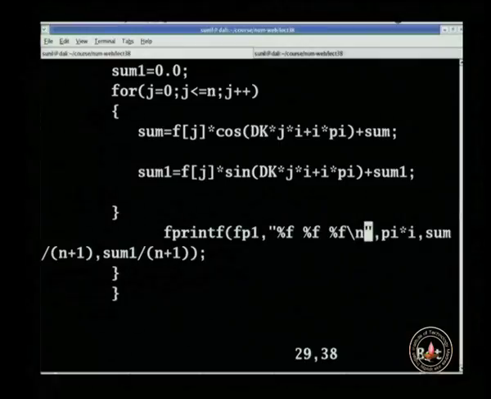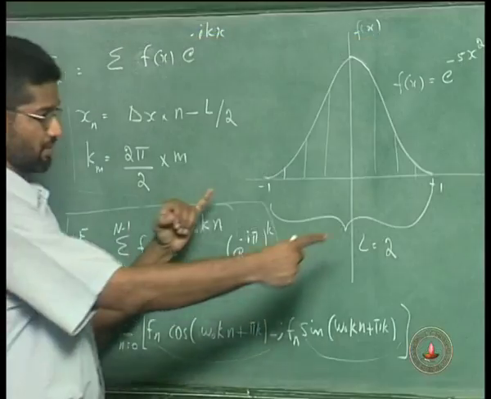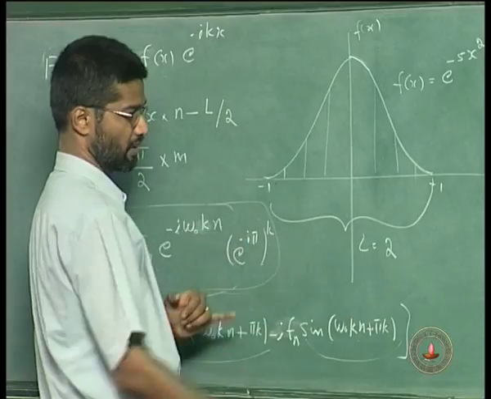I am going to write the function values, the real part, which is sum, and sum 1, which is the imaginary part. Okay, so I will write these two into this file. And I will also write the k value. Now the k value is pi times I. So that is my k value which I have. So I will write that also. But remember, the smallest k value in the real units is 2 pi by this distance. Right. So that is the smallest k value I have.